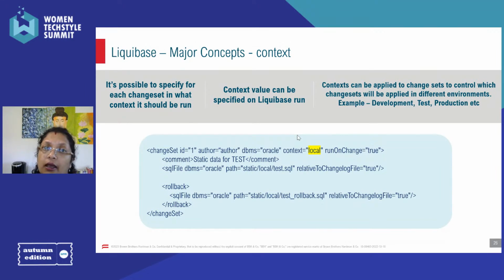You can say that you can have configuration based on environment. For local environment, you can run different context. You can run different configuration for production and for development. The similar concept is here: since I said the context is local, this particular change will be run only for local. I can very well change it to production or QC or research and development.